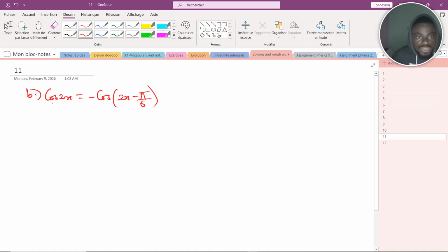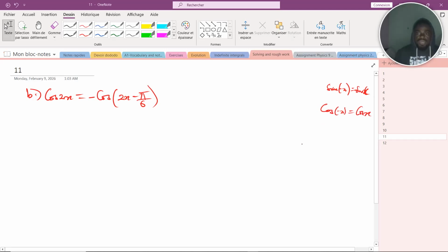We see that there is already cos here and there is cos here. Our problem will be this minus. If this was sine, I would just bring that minus inside because I know that sine of minus x equals minus sine x. But the problem is that this is cos. We cannot bring that minus inside because we know that cos of minus x equals cos x.